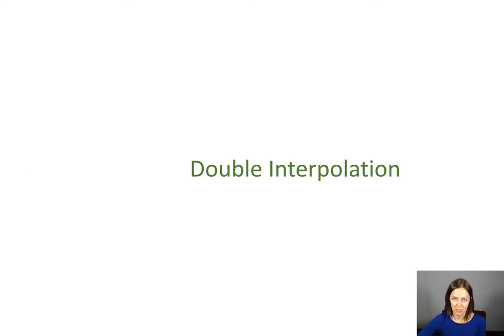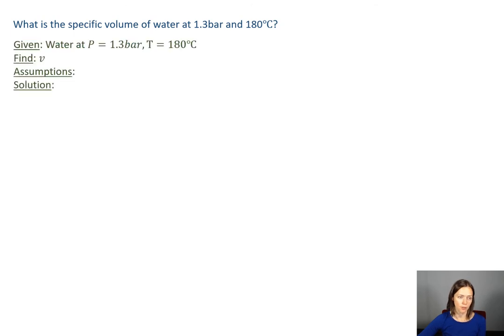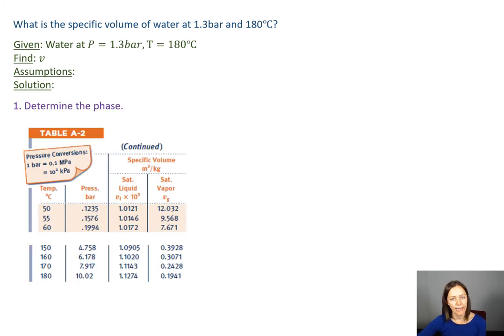Double interpolation. Let's say we want to know the specific volume of water at 1.3 bar and 180 degrees Celsius. So I'm going to write all this stuff down: given, find, assumption, solution. I need to figure out what my phase is, so I need to go to my saturated water tables. I could go to the ones organized by pressure or temperature. It doesn't really matter. Looks like I just arbitrarily picked the ones organized by temperature.